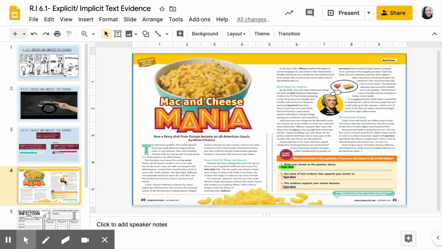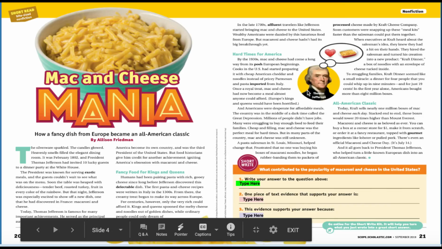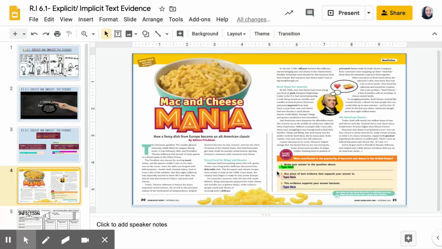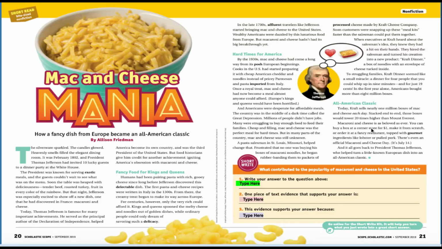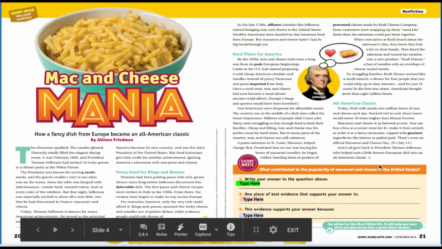Now, after that, you're going to read this text called Mac and Cheese Mania. And you see how it has type here boxes? That's because you got your own copy. So you're going to read it, and then you're going to answer here. So it says, what contributed? And that word contribute means to add on to the popularity, why something is popular, why something is well known, of macaroni and cheese in the United States.